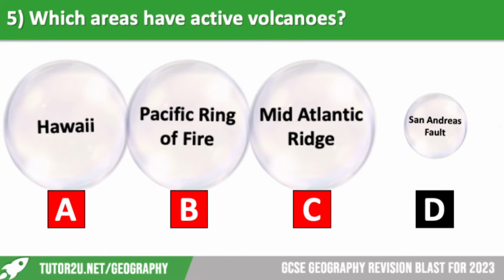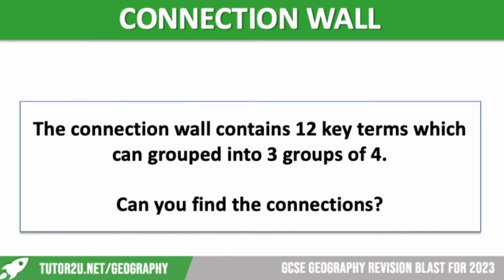You've got the Pacific Ring of Fire, which goes right around the Pacific Plate. You've got the Mid-Atlantic Ridge, where you've got lots of underwater volcanoes. And the San Andreas Fault has none because it is a conservative plate boundary, which goes along the edge of the USA, sort of through California, places like San Francisco and LA, for example.